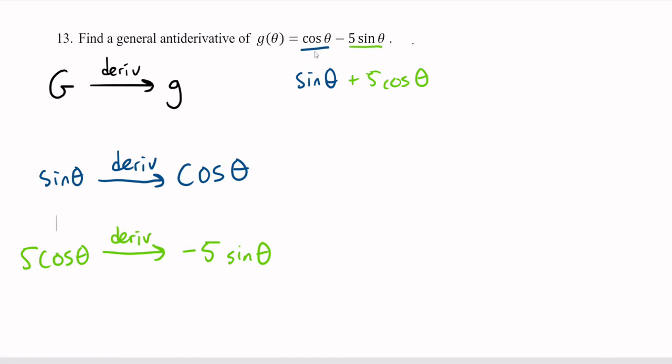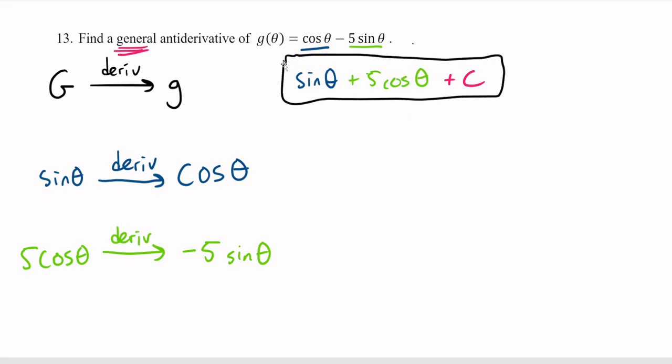All right, so I did this piece. Antiderivative was sine. I did this piece. Antiderivative was 5 cosine theta. But I want the general antiderivative, which means I need a plus c. And we've got it. How do I check that I did this right? Well, take the derivative. The derivative of sine is cosine. Check. The derivative of 5 cos theta is negative 5 sine theta. Check. The derivative of a constant is 0. Check. You're done.